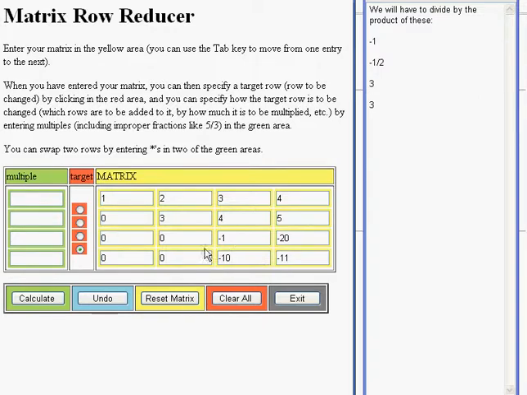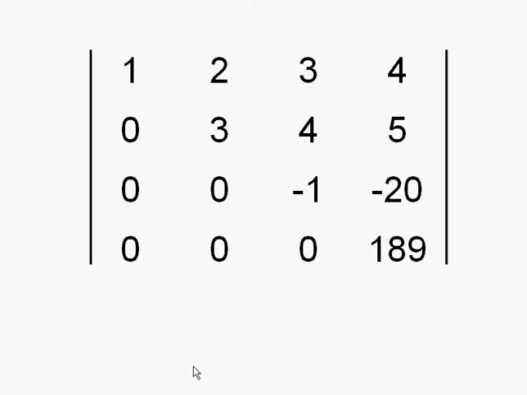Okay, we've got one more 0 to get here, and I want to use the third row to get that 0, not the second row, because that would reintroduce a non-zero number here. So let's see, if I want to change the negative 10 to a 0, I've got to add negative 10 times the third row to the fourth row, and that does not change the determinant. So calculate, and there we go. Now we've got our triangular matrix here, and we can look at that on the screen.